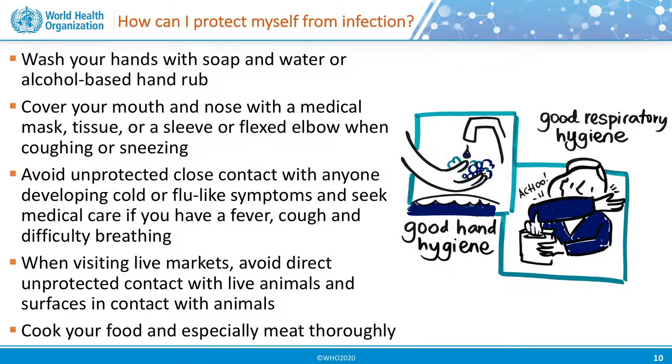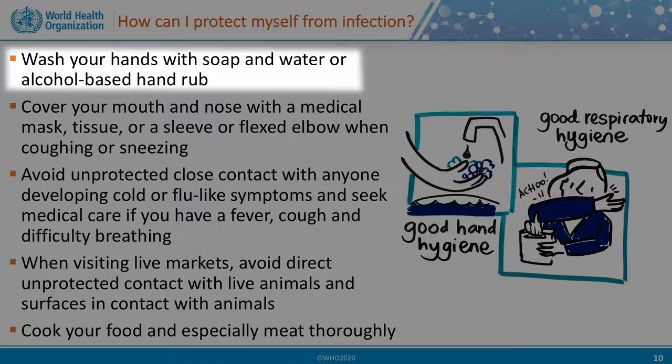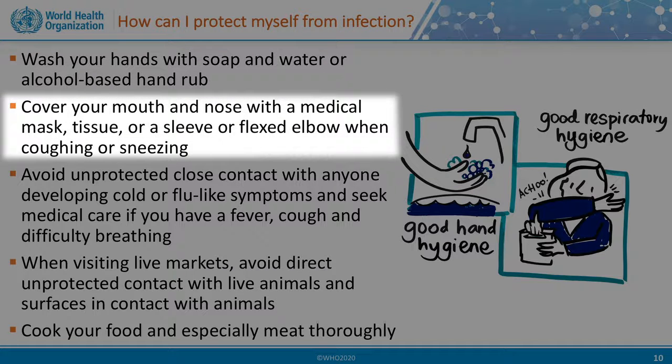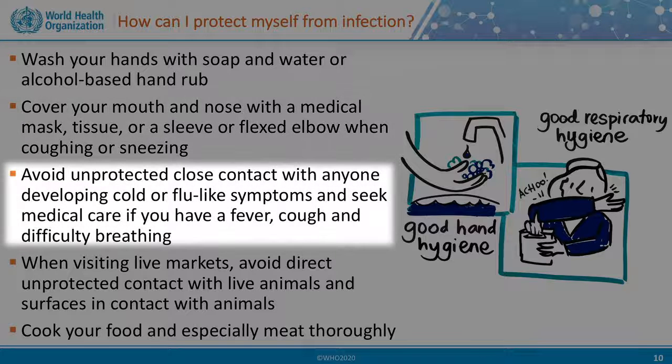So how can you protect yourself from infection? There are several ways in which you can protect yourself from infection. The first is to ensure that you wash your hands with soap and water or use an alcohol-based rub. And practice good respiratory hygiene, such as covering your mouth or nose with a medical mask if you're sick. Use a tissue or a sleeve or a flexed elbow when you cough or sneeze. And avoid unprotected close contact with anyone who has respiratory symptoms, cold or flu-like symptoms, and seek medical care if you have a fever, a cough, or difficulty breathing.